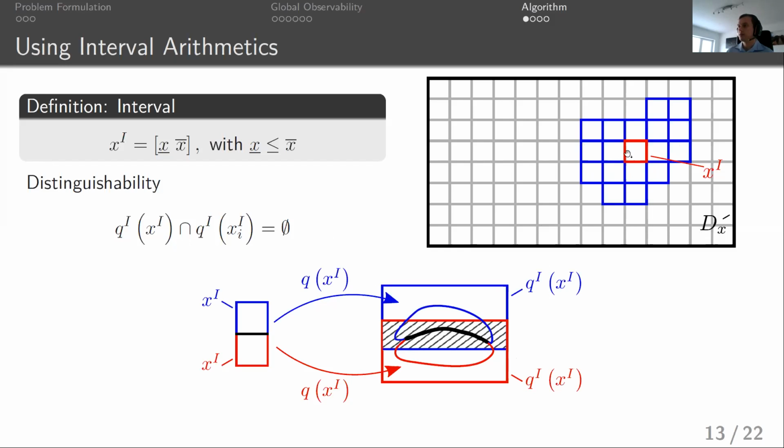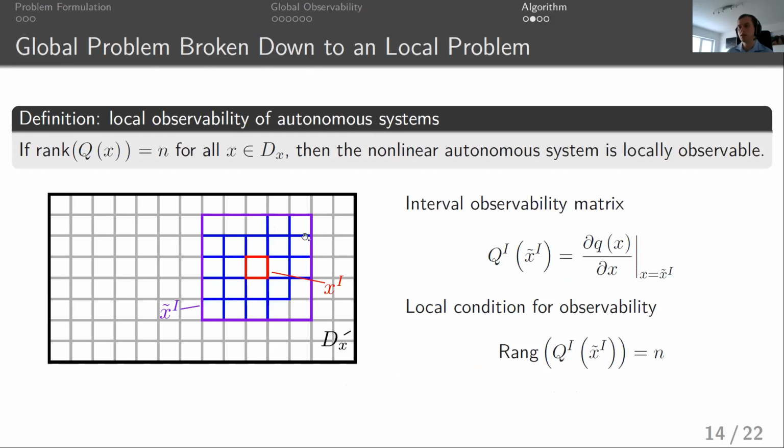What we've done now is we've shown that the red interval is globally observable or distinguishable from every interval outside here, so every gray interval. We can only not distinguish the red interval from this blue one, so we size the problem down from a global one to a local one. If we now build the hull of these intervals and can show that the hull is full rank in our observability matrix, then that means that the red interval is locally observable in its local area and also globally observable on the global area of dx.